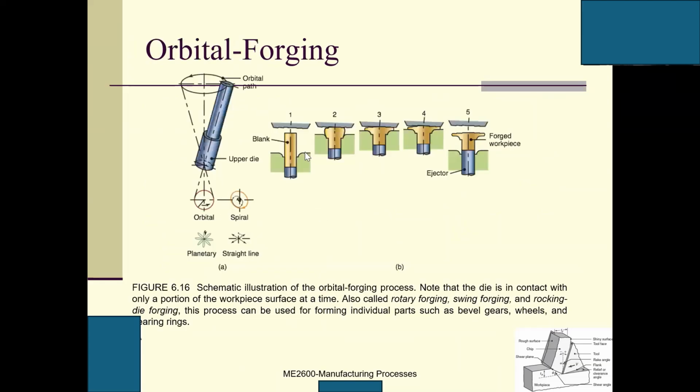So we have another one, orbital forging. This is orbital, this is spiral, this is planetary, and this is straight line. So this is a blank, the workpiece. This is a die. You just compress it. After you finish, you remove this die and use the ejector to pull this forged workpiece out.